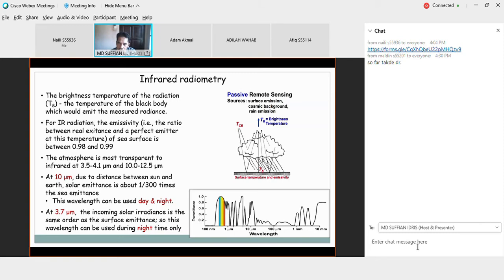So selalunya 3.7 kita pakai hanya pada waktu malam. Tapi at 10 micrometer, this wavelength can be used during day and night. Pada waktu malam dia dipakai, pada waktu siang pun dipakai. Sebab apa? Sebab infrared radiation at this wavelength is very low compared to the Earth radiation.